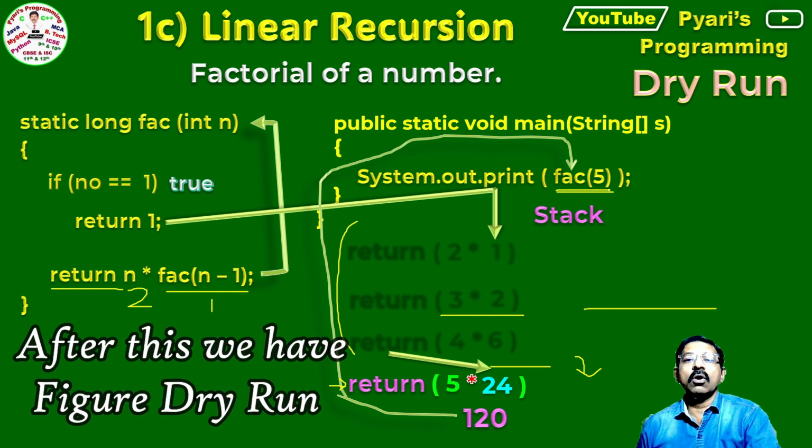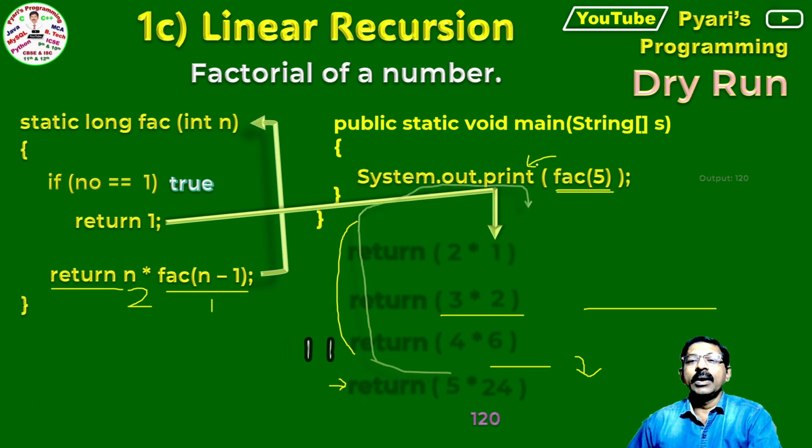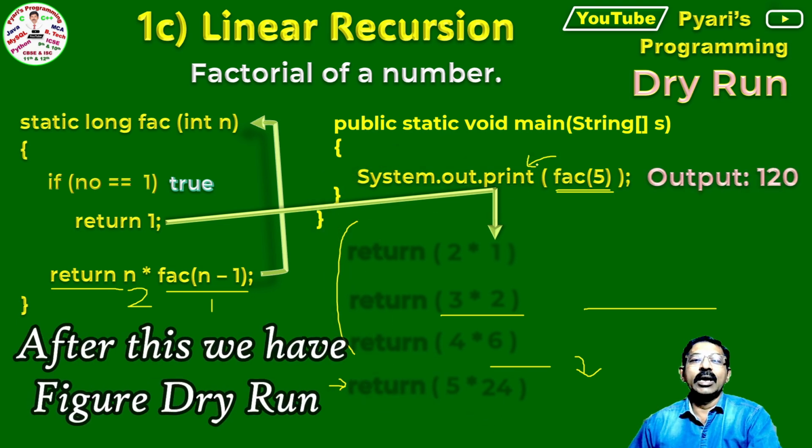That is the first call that we did, and it is used with the print statement. So what is it going to print? It will print the output as 120. Hope everybody has understood the mechanism of linear recursion.